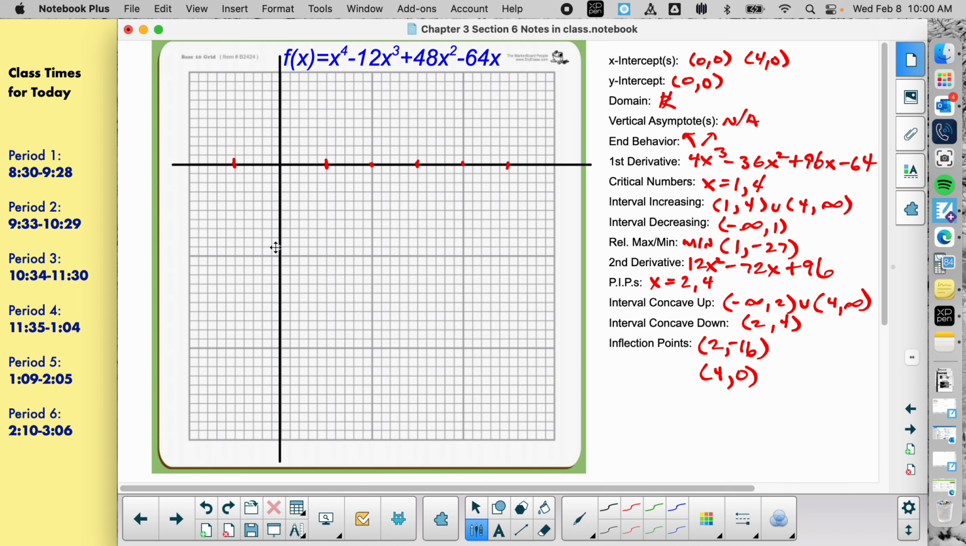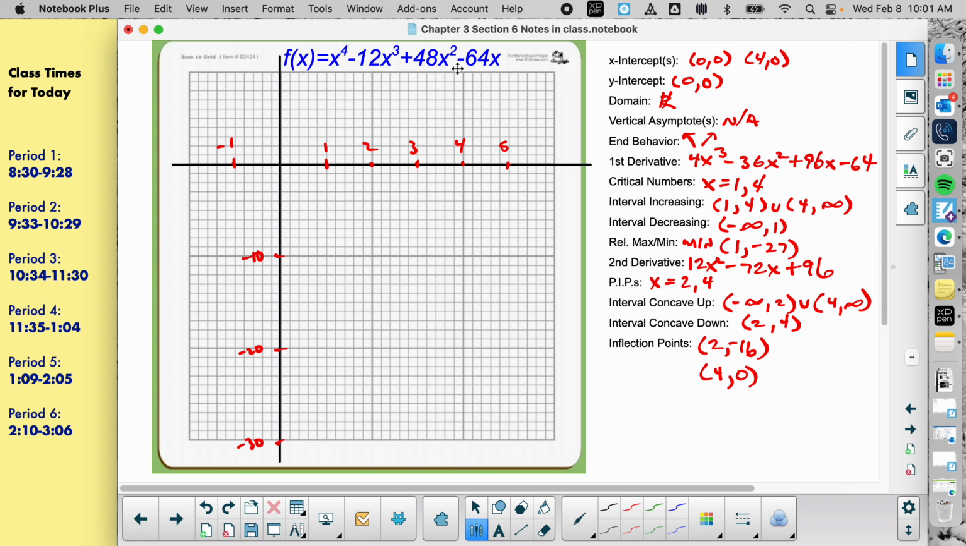But I need to go down to negative 30 because we had a min-max at negative 27. So I'm just going to label these by ones. Because I'm not going by one square, I'm going to label, so like this will be negative 10. You can set up your own graph however you want. I'm setting it up so that I can make use of the whole grid, but there isn't a right or wrong way to do this.